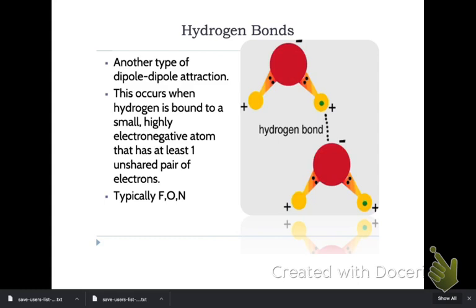So the atoms that we're going to look at that can hydrogen bond are fluorine, oxygen, and nitrogen. Hydrogen has to be bound to one of those in order to hydrogen bond. So if we look at the electron dot notation of each one of those, we know that oxygen is in group 16, and it has 6 valence electrons. We know that nitrogen is in group 15, and it has 5 valence electrons. And fluorine is in group 17, and it has 7 valence electrons.